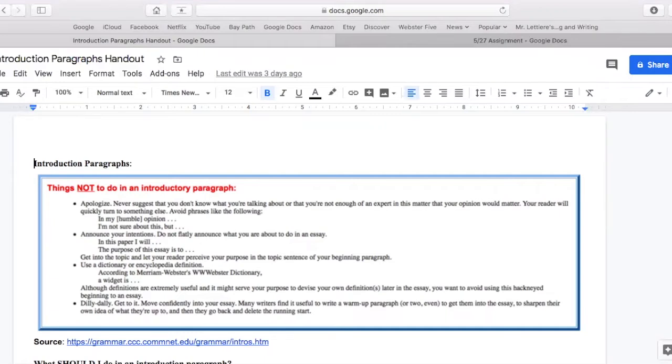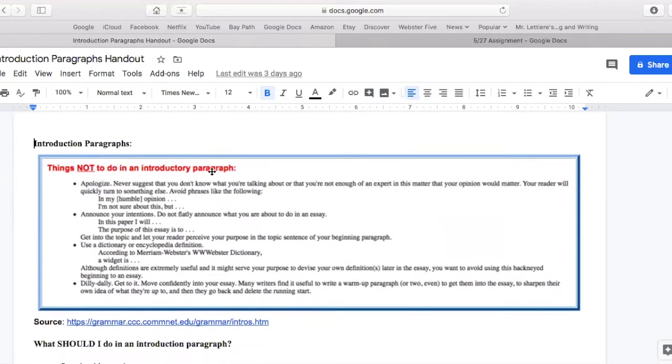Introduction paragraphs: things not to do, things to do. This is what I don't want to see in an introductory paragraph. Never apologize for what you're saying. Never suggest that you don't know what you're talking about, or that you're not enough of an expert for your opinion to matter. Your reader will quickly turn to something else. Avoid phrases like "in my humble opinion" and "I'm not sure about this, but," and this goes hand in hand with the "I think" kind of thing.